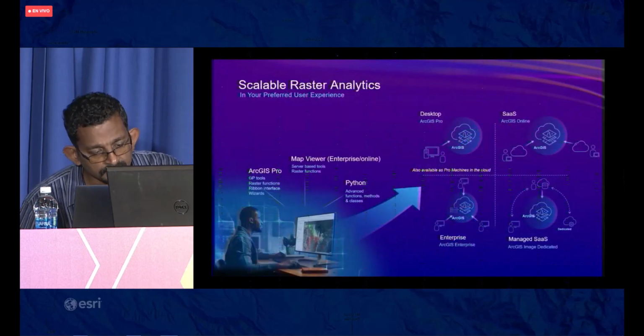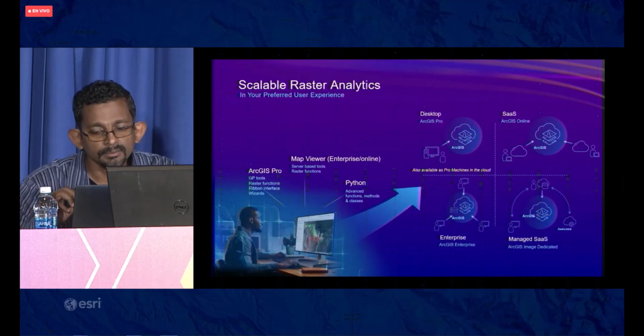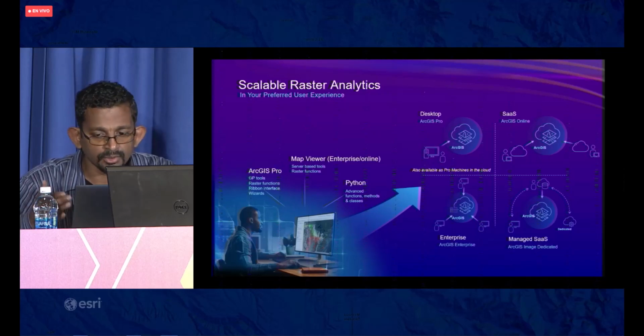Now, Peter's already talked about deployments, but something I want to highlight again. All of this analysis, we have our key products, our key offerings. Our flagship desktop product is ArcGIS Pro, then we have ArcGIS Image for ArcGIS Online, which is a SaaS environment, and then we have Image Server, which is our enterprise environment, and lastly there's Image Dedicated.